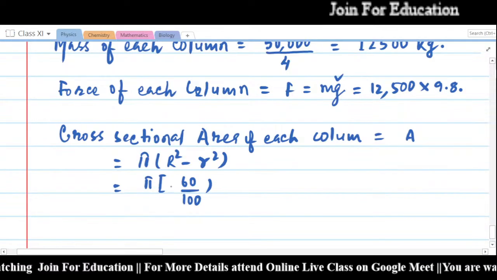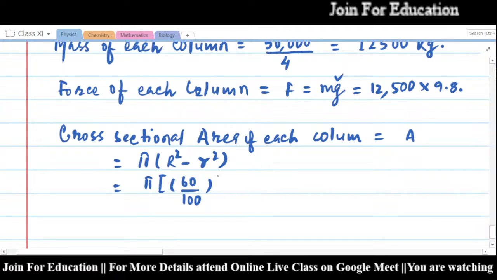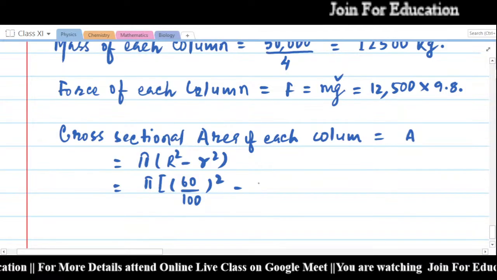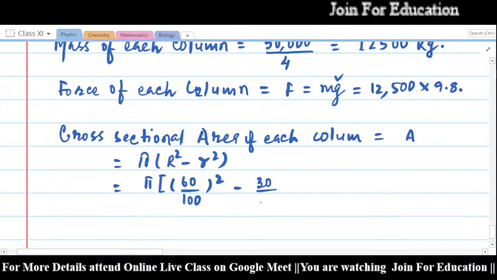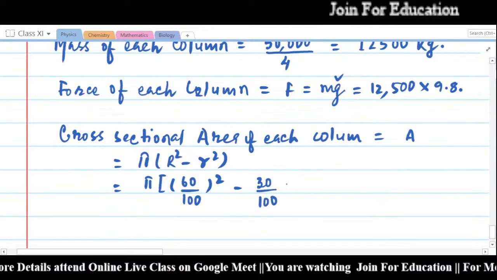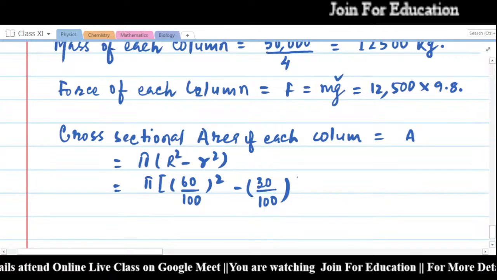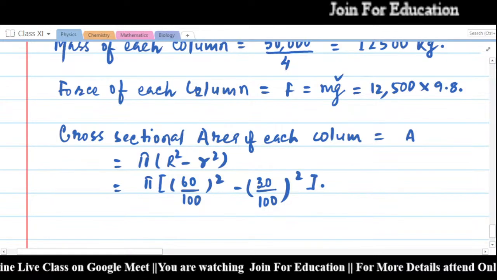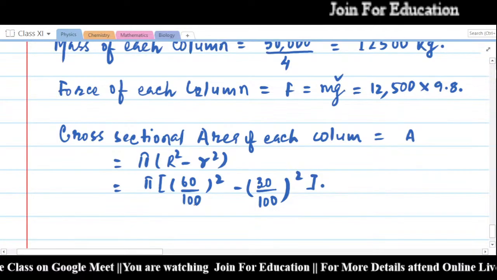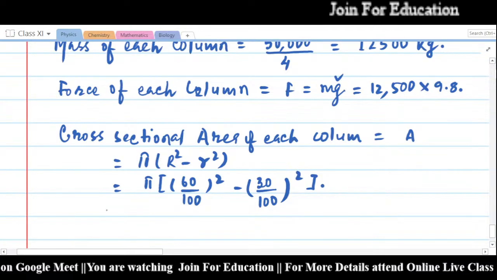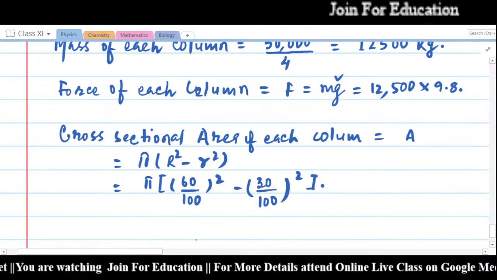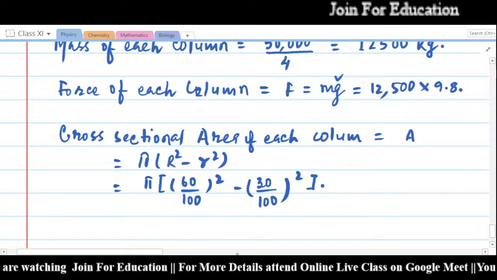So we know that 60 centimeter equal to 60 by 100 meter. So we write down here (60 by 100 meter) square minus (30 by 100 meter) square. So this one will be the value of A, cross sectional area. Now we recall the formula of Young's modulus.